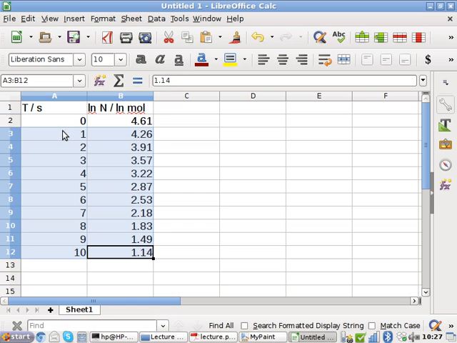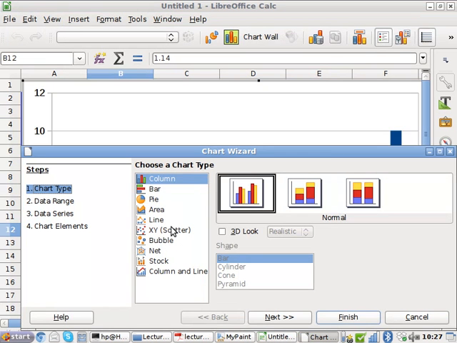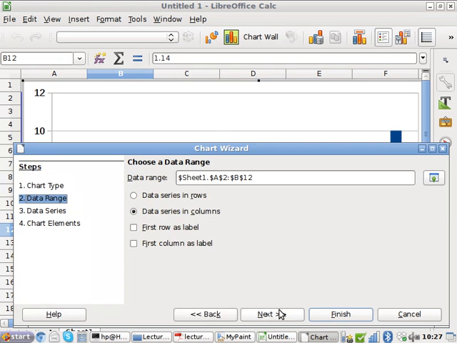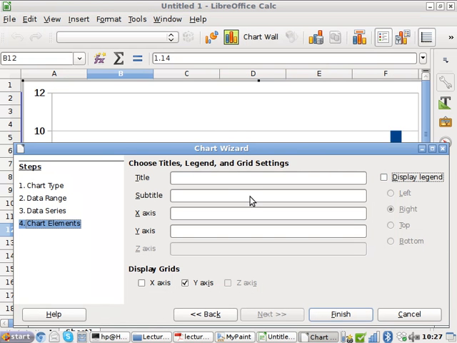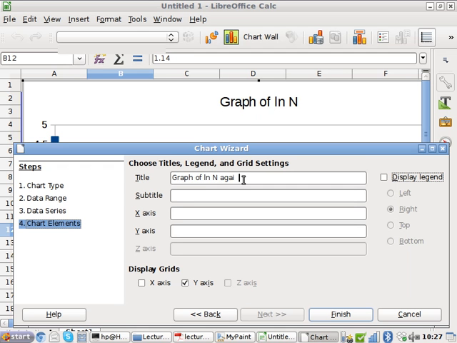Let's plot. It's a shame, but you can't use Excel in your exam. You'll have to do this on graph paper. Everybody does an ugly job of it. Graph of log N, or was it A? I don't remember. No, it was N, against time. Time in seconds. Log N in log moles.